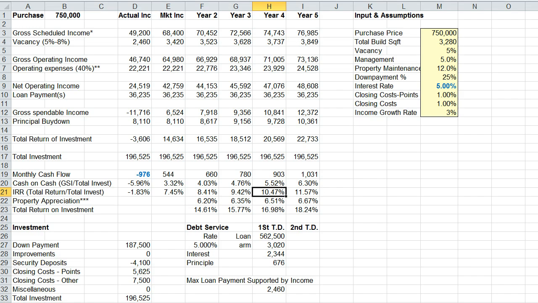Here's a simple Excel spreadsheet that I use. If you email me, john@lbre.com, I will email you the spreadsheet that we use, or you can download it directly off our website. And there's only really some basic information you have to input. Up here you input the price, the square footage, and the balance of what's input here is pretty much the same from property to property.